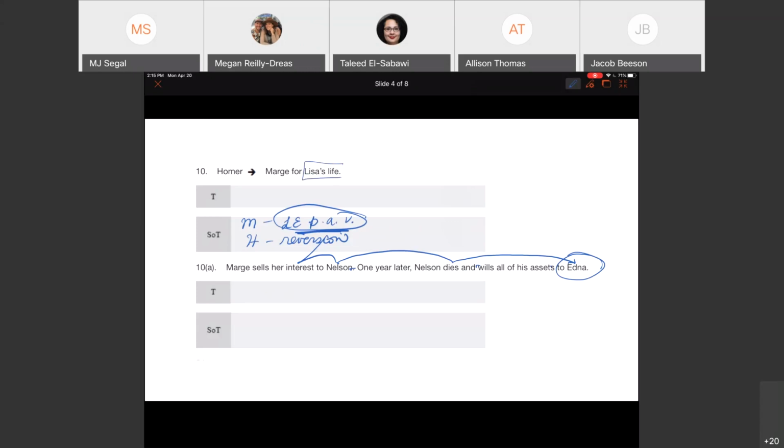So this is an example, that's why I put it in here, of a measuring life that is still used. Now here, again, RAP doesn't apply, but see how we could use the measuring life of another, the measuring life of somebody who does not have a property interest.